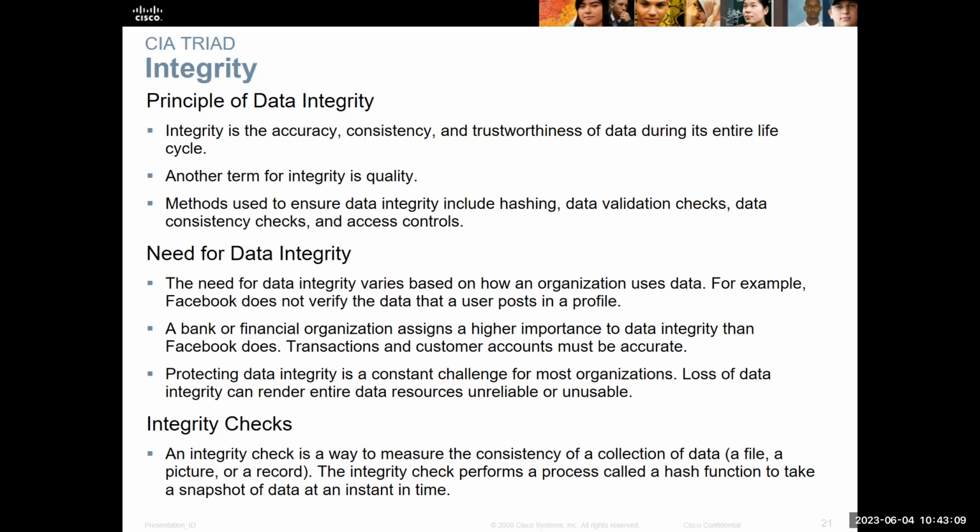The methods that I use to ensure data integrity include hashing. I mentioned that, and we have seen that in the introduction to cybersecurity. Data validation checks: when you are filling a form, if a field is meant for text, then only text should be there. If a field is meant for a number, that field should only accept a number. If a field is meant for email, only email should go there. So that's what data validation checks means. Data consistency checks, as well as access controls. So these methods are used to ensure and to provide data integrity.